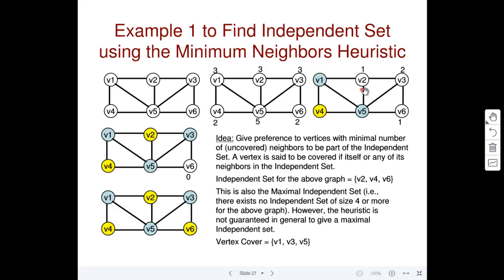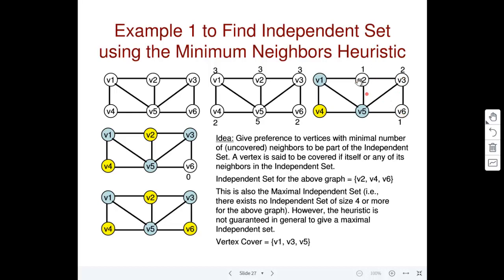So for V2, it initially had 3 neighbors uncovered. Now it is going to have only one neighbor, which is V3, that is yet to be covered. So V2 has one uncovered neighbor. V6 also has one uncovered neighbor. Now V3 has two uncovered neighbors, V2 and V6.